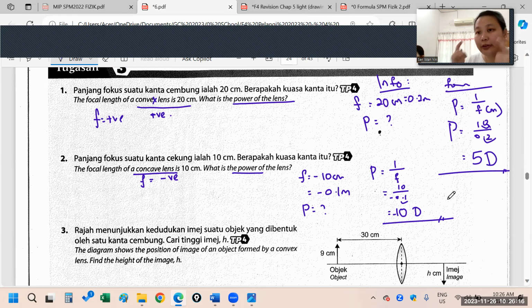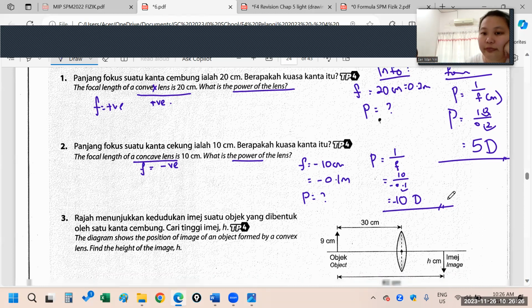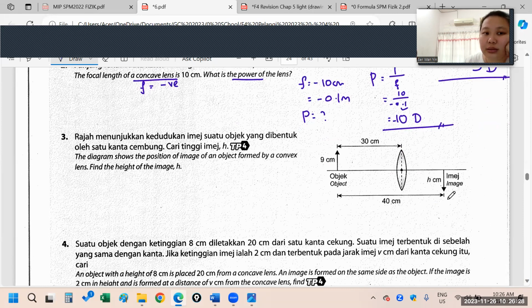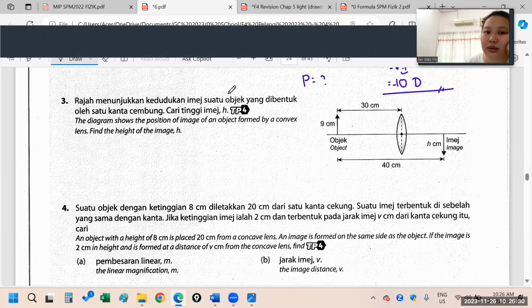Okay, so when you have higher power of lens, means you have shorter focal length. That's why you cannot see further object. Further object means far object. Alright, so now the diagram shows the position of image of an object formed by convex lens. Find the height of image.